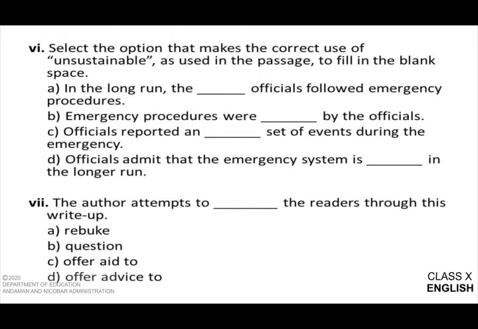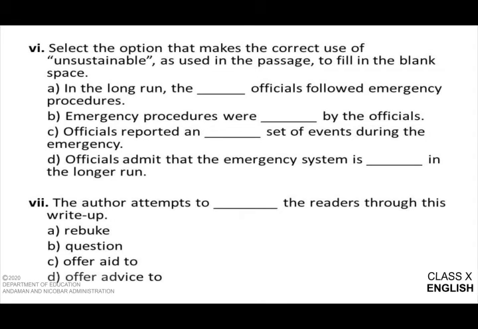So, you need to see where you can use this word unsustainable, in which of the options. In the long run, the officials followed emergency procedures. Emergency procedures were... So you see children, in the first blank you cannot say the unsustainable officials, or in the second option also you can't say emergency procedures were unsustainable. Officials reported an... here again you can't say unsustainable set of events during the emergency. So, option 4 would be the right option. Officials admit that the emergency system is unsustainable in the longer run.